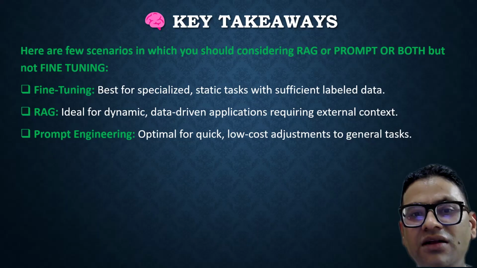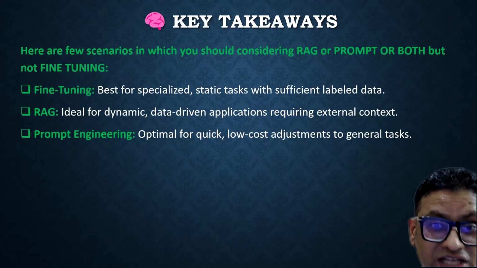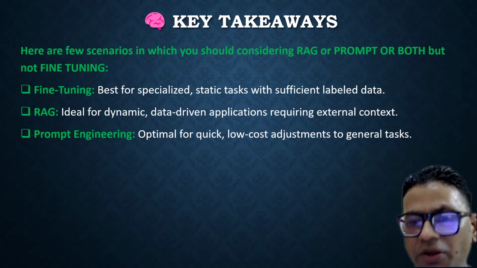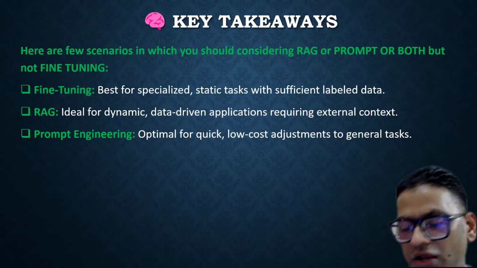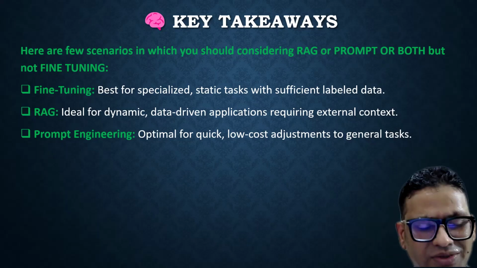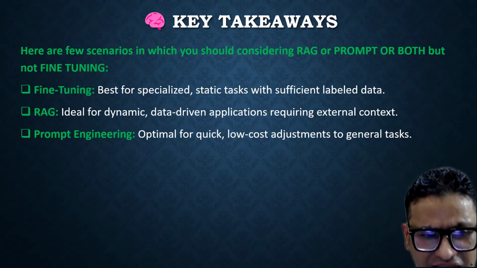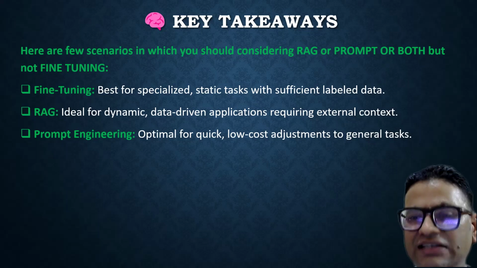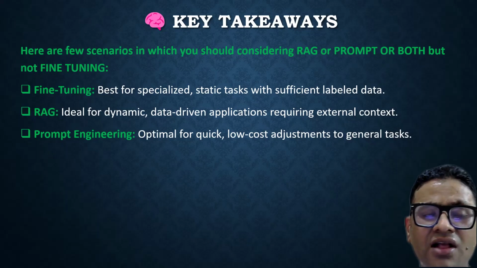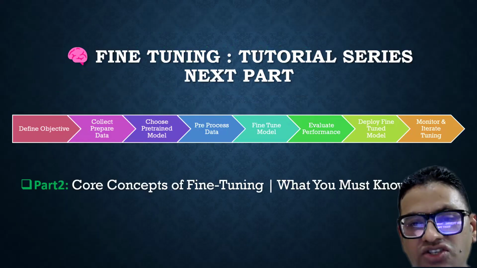RAG is ideal for dynamic, real-time information where the data changes frequently and we always need to consider the latest and greatest data. Prompt engineering is optimal for quick, low cost adjustments if we are not looking for so much accuracy or very specific, consistent output, and we can adjust to whatever the large language model responds. We can rely on prompt engineering, where we design our prompt as intelligently as possible and provide as much context as we can, along with the instruction, request and response, so that prompt engineering can also help us get accurate information from the large language model.